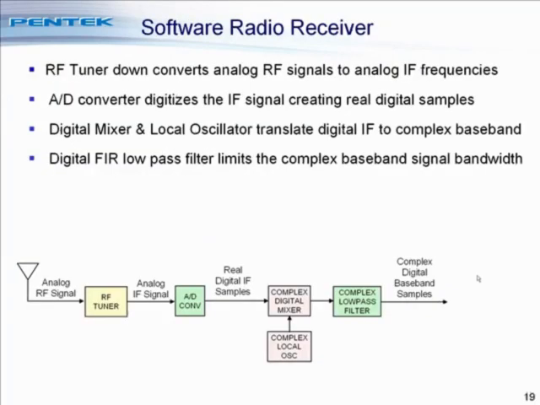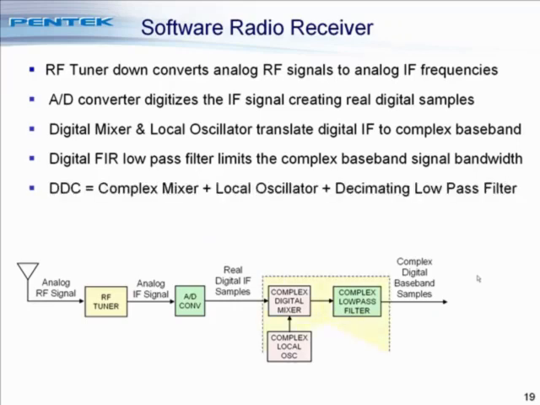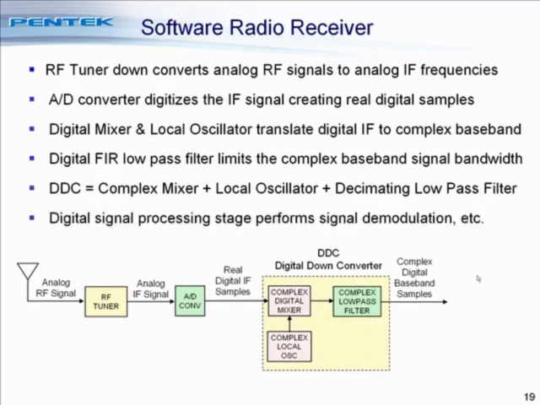Taking a look at the operations that we've done so far with the complex mixer, the complex local oscillator, and the complex low-pass filter, collectively those three are called the DDC. Now the complex filtered digital baseband samples can then be sent over to the DSP or to storage or whatever for further processing, perhaps demodulation.